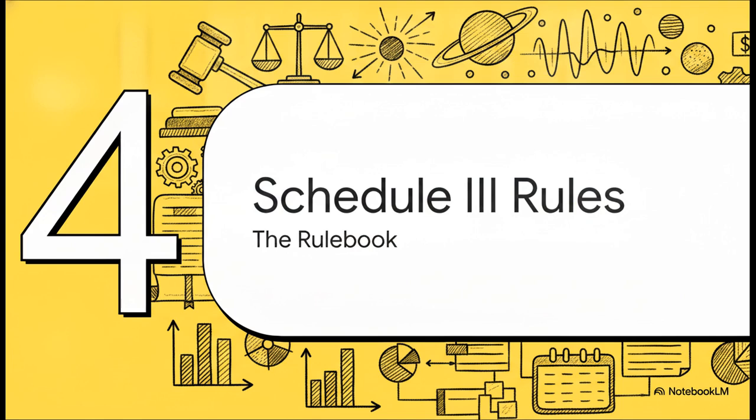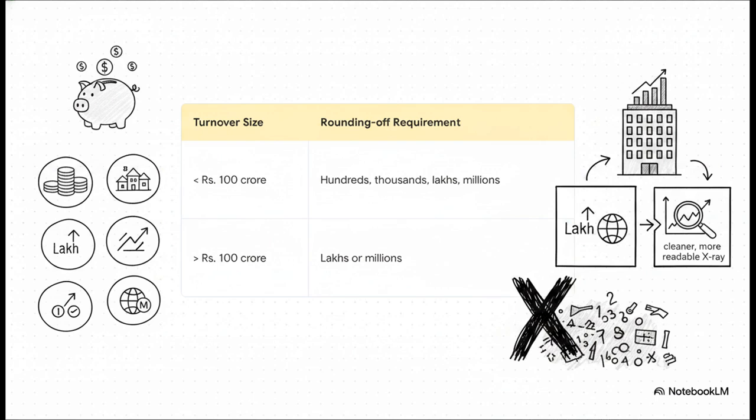Section 4. Decoding Schedule 3 Rules. The Rulebook. Because these reports are so incredibly crucial, they obviously can't just be the Wild West. Schedule 3 enforces strict presentation rules to make sure every company's health report can be easily read and compared by anyone. For example, check out this mandatory rounding off rule. It actually shifts depending on the size of the company. If a company's turnover is less than 100 crore rupees, they can round off to the nearest hundreds, thousands, lakhs, or millions. But the second they cross that 100 crore threshold, boom! They are restricted to rounding only to the nearest lakhs or millions. It absolutely forces massive companies to cut the clutter and present a much cleaner, readable X-ray.